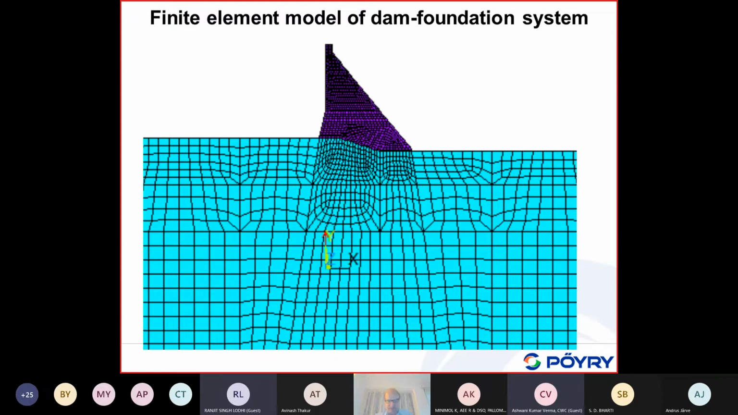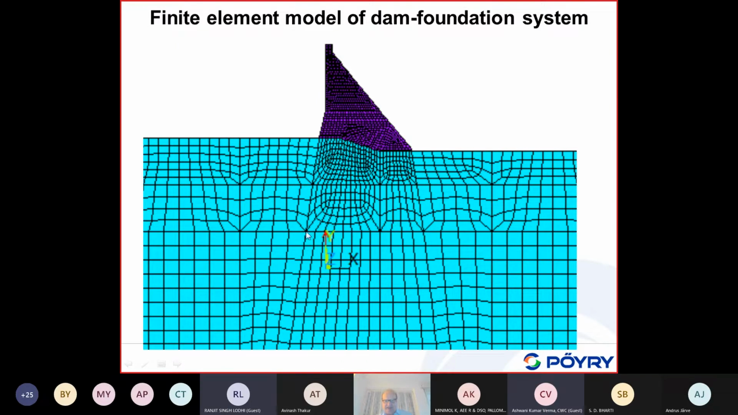In the 2D analysis, of course, the full reservoir is not shown. If you assume an incompressible reservoir, the effect of the reservoir can be accounted for by an added mass distributed along the upstream face of the dam. And in addition, it has been assumed that we have a massless foundation.